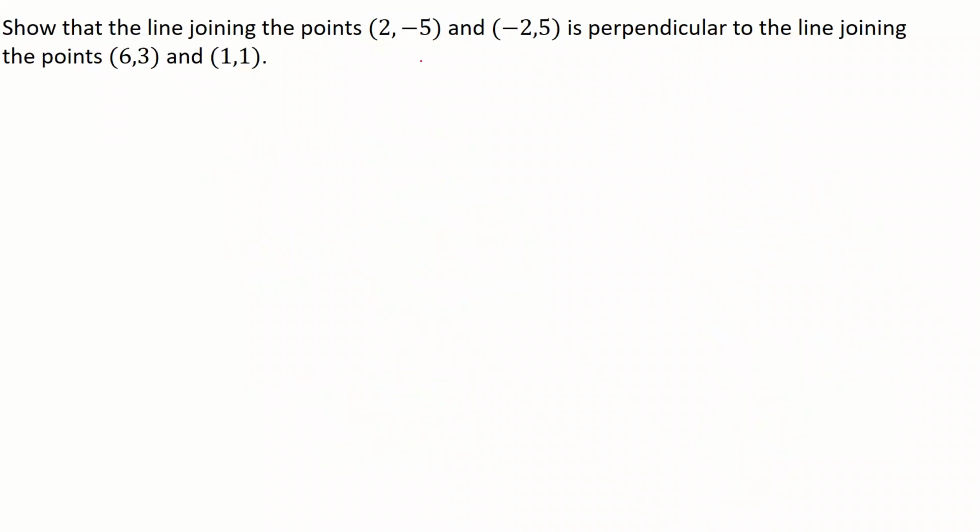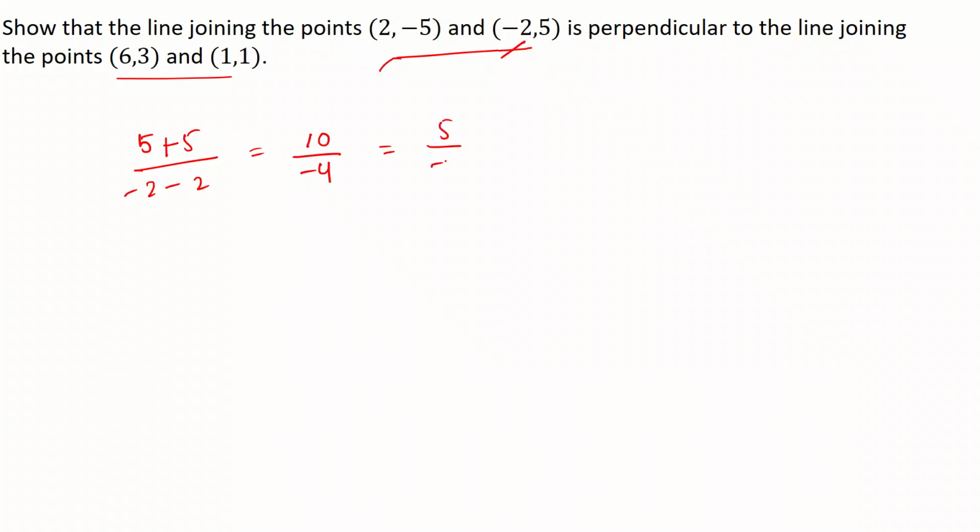Show that the line joining these 2 points is perpendicular to the line joining these 2 points. So just find the slope of these two lines. For the first case, the slope is 5 minus minus 5, which is 5 plus 5, divided by minus 2 minus 2, which is 10 by minus 4, which is 5 by minus 2. For the second case, the slope will be 1 minus 3 by 1 minus 6, which is minus 2 by minus 5, which is equal to 2 by 5.